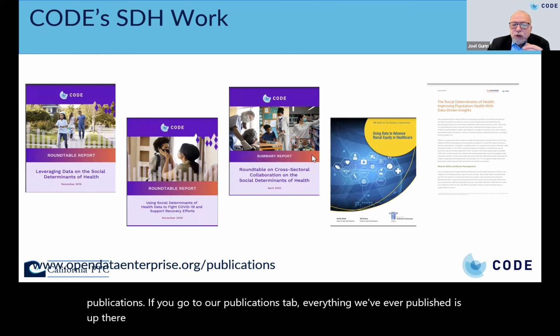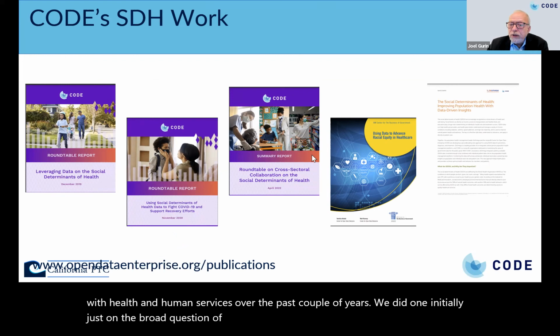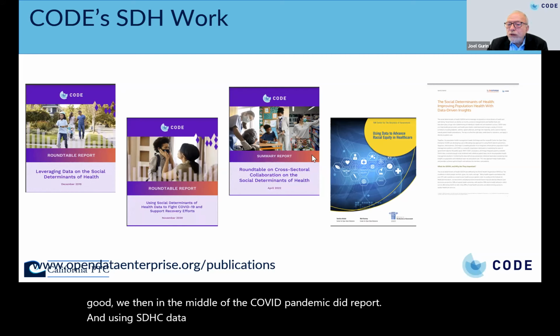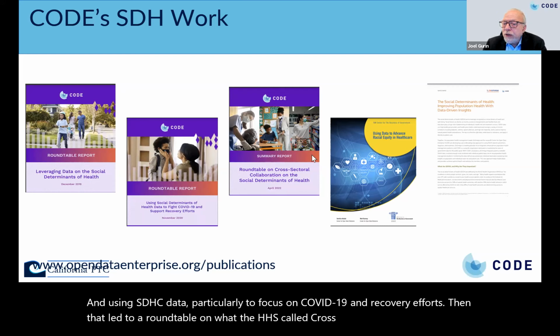And in particular, you'll see the results of some roundtables that we did with Health and Human Services over the past couple of years. We did one initially just on the broad question of how do you use social determinants of health for good. We then, in the middle of the COVID pandemic, did a report on using SDH data, particularly to focus on COVID-19 and recovery efforts. Then that led to a roundtable on what HHS called cross-sectoral collaborations on SDH.